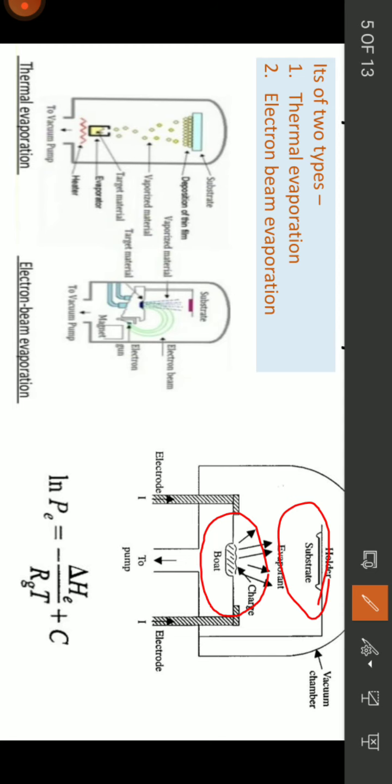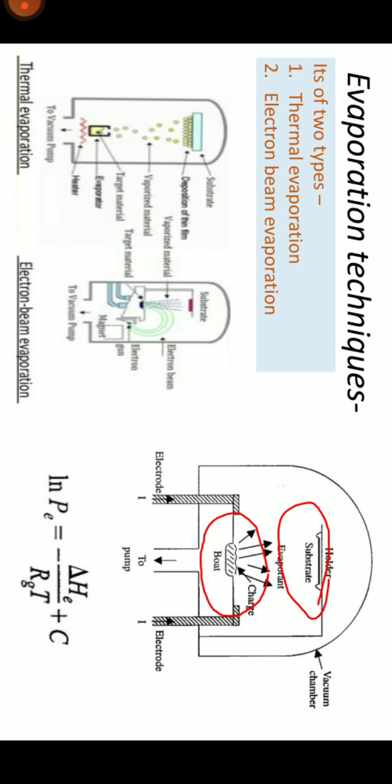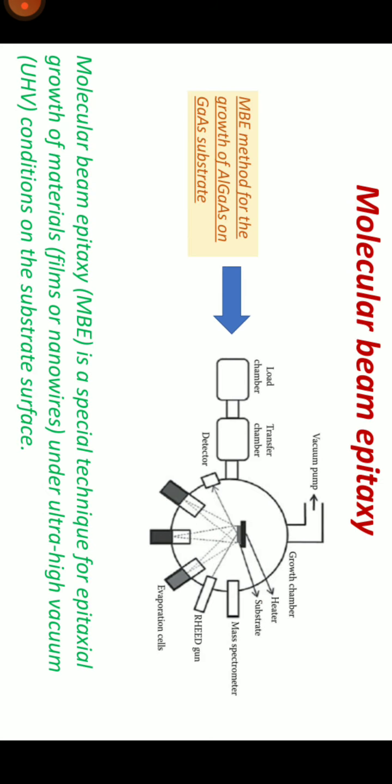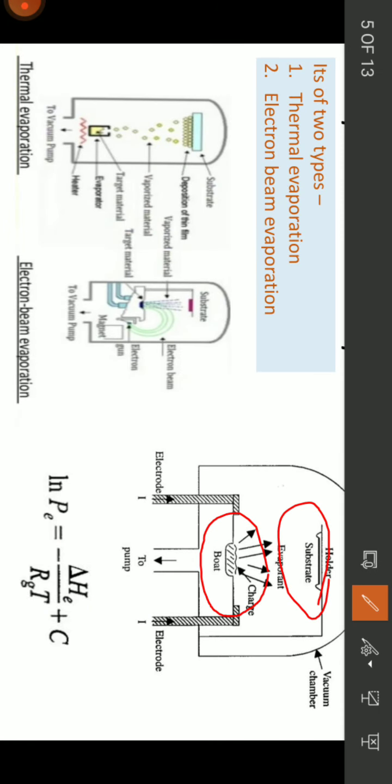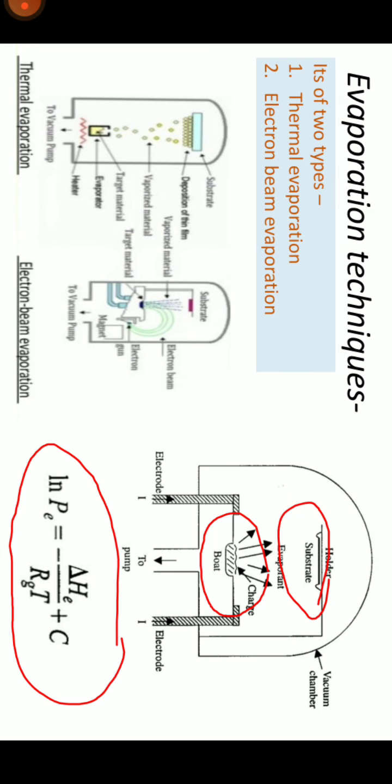The equilibrium vapor pressure of an element can be calculated by this formula: ln Pe = -ΔHe/(RgT) + C, where ln Pe is the equilibrium vapor pressure we are calculating, ΔHe is the molar heat of evaporation, Rg is the gas constant, T stands for temperature, and C is a constant.